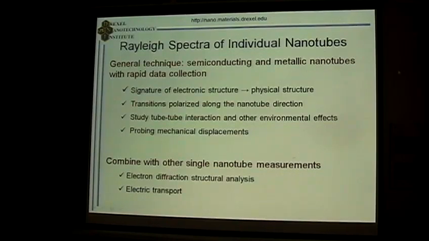And of course, it can be combined with diffraction studies or electric transport, basically electrical properties, conductivity measurements in the same setup, which becomes more and more common. So there are a lot of interesting things that can be done using optical spectroscopy techniques on carbon nanotubes.